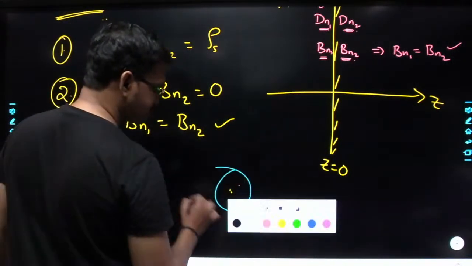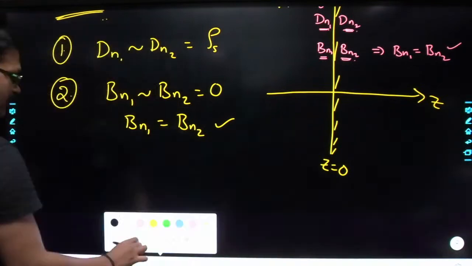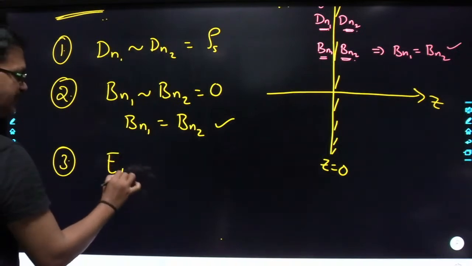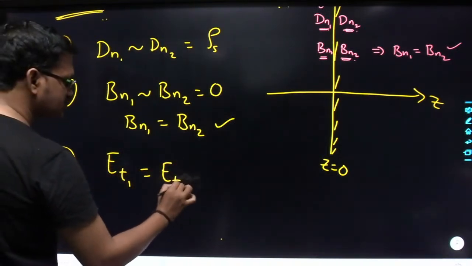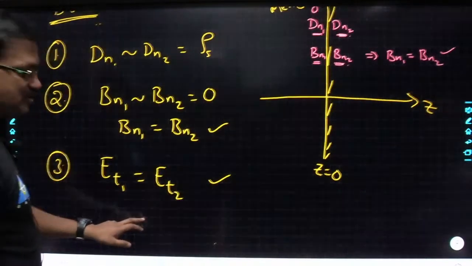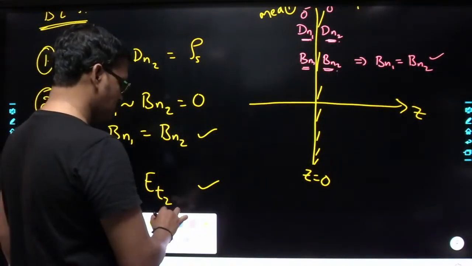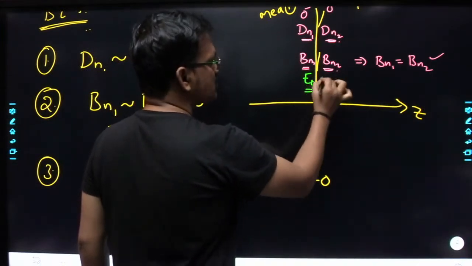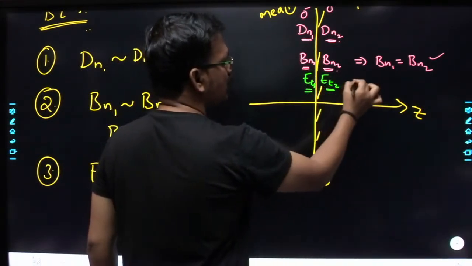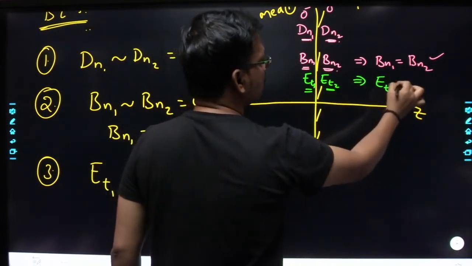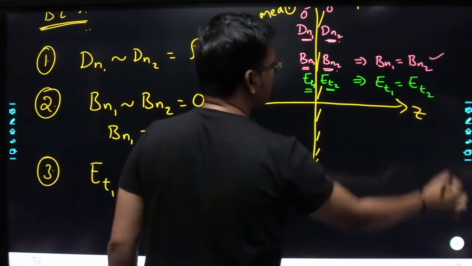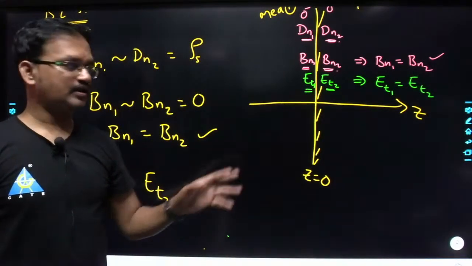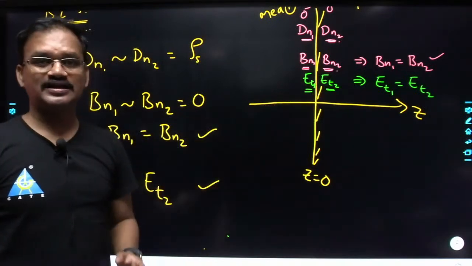Next, the third boundary condition is that the tangential component of electric field intensity is always continuous across the interface. So if you consider ET1 here and ET2 here, ET1 will always be equivalent to ET2. Here T1 and T2 represent tangential; the subscript T represents tangential.